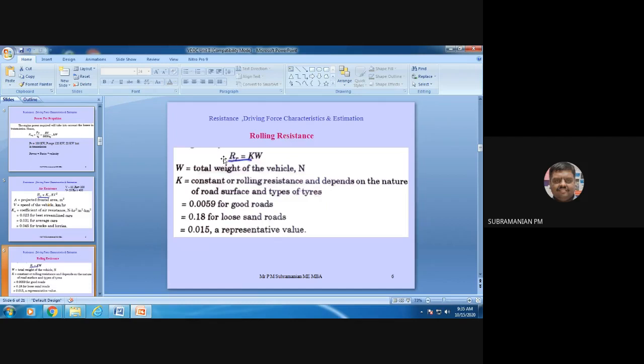So note down this formula. No need to remember this value. Just write KW. K is a constant or rolling resistance coefficient, and W is the total weight of the vehicle. You copy the formula and inform me so that I will proceed to the next topic.